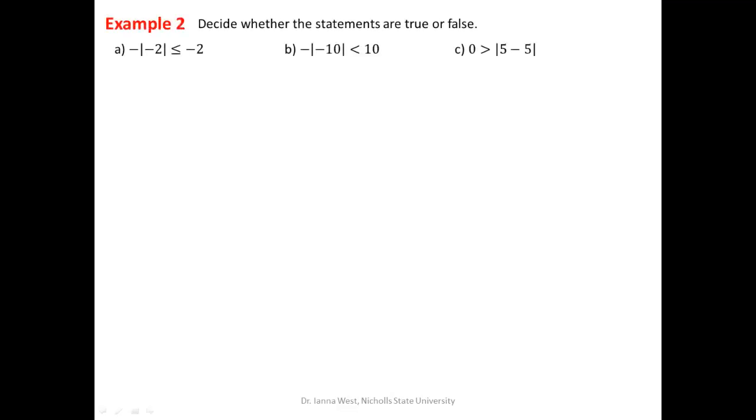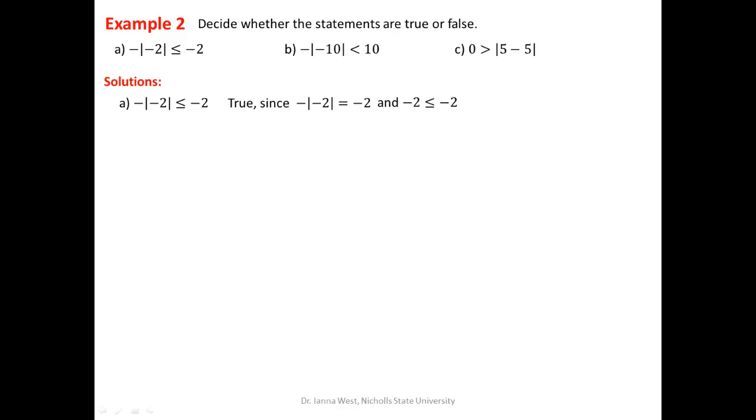We will look at another example. Decide whether the statements are true or false. For our first one, we need to determine if taking the negative of the absolute value of -2 is less than or equal to -2. This statement is true, since taking the negative of the absolute value of -2 is equal to -2, and -2 is less than or equal to -2.